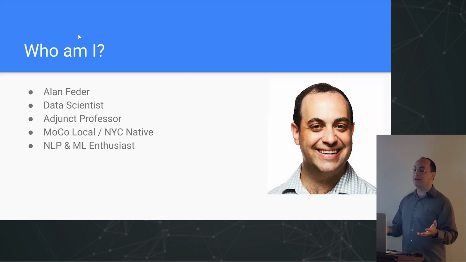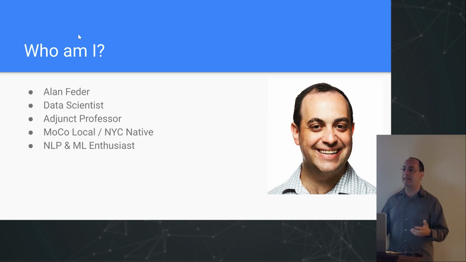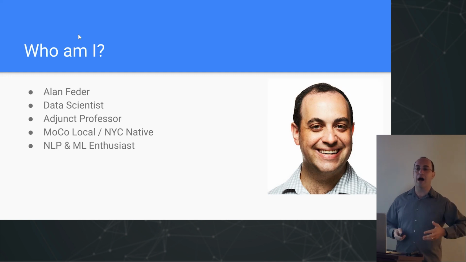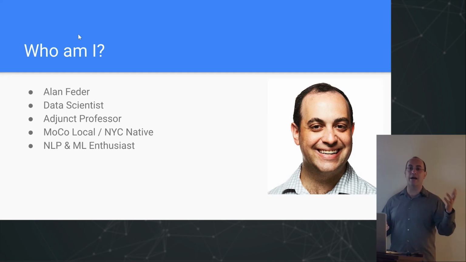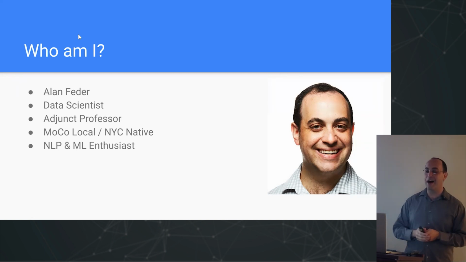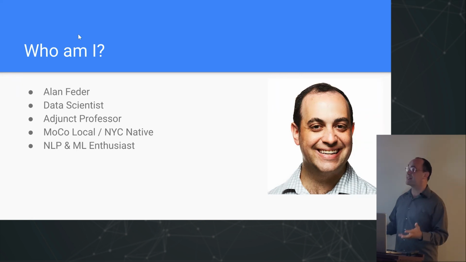So I'll just start off with an introduction. Who am I? My name is Alan Fader. I'm a data scientist. At the moment, I'm looking for a new gig, so if you have ideas, come speak to me after. I am also working as a part-time adjunct professor teaching business analytics at the University of Baltimore. I live right around here in Montgomery County, about a 10-15 minute drive away. But until recently, I've been living in New York City, where I'm from, my whole life. And I get really excited about natural language processing and machine learning.